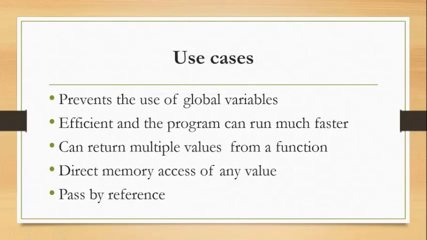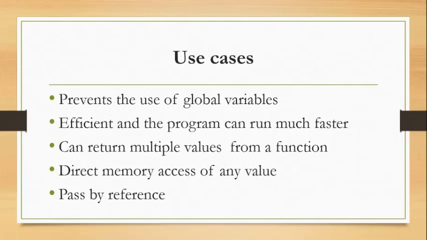So what are the use cases of pointers? Pointers prevent the use of global variables. Global variables are variables that can be accessed anywhere in a function, and they can be really harmful. For example, in pass by reference, if you have global variables you could access them, but with pointers you perform pass by reference instead of pass by copy, and hence you prevent the use of global variables, and the programs run much faster.